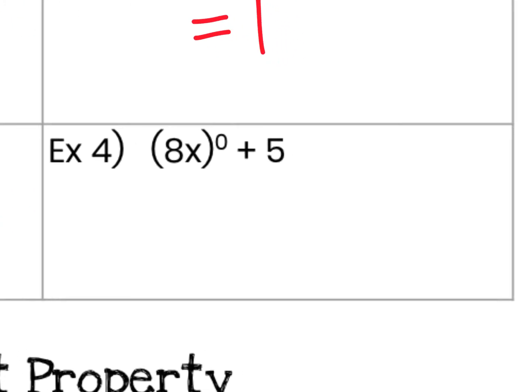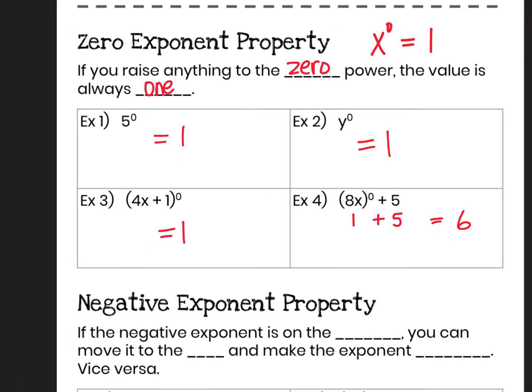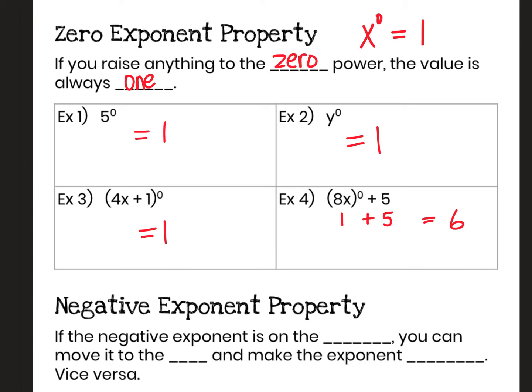Example 4, this one's a little bit different. Only what's in the parentheses is getting raised to the 0 power. So this part is 1, but I still have the plus 5, and we know that 1 plus 5 is 6. So that's it for the 0 power. Anything raised to the 0 power will equal 1. Just make sure that you're keeping track of what's in parentheses and what is not.